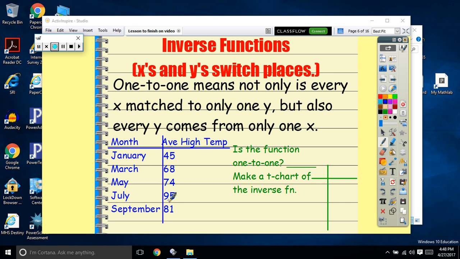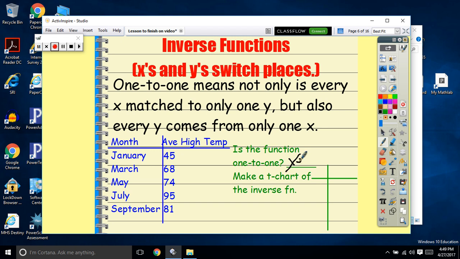Well, that means every y comes from only one x. So 45 doesn't come from any month but January. 68 doesn't come from any month but March. 74 doesn't come from any month but May. 95 doesn't come from any month but July. And 81 only comes from September. So is the function one-to-one? The answer is yes. Let me see if I can write this in here.